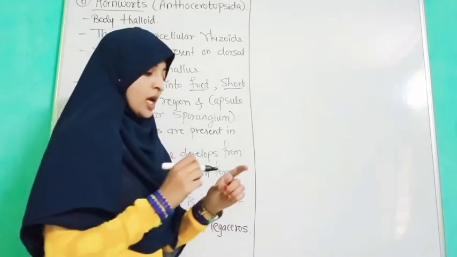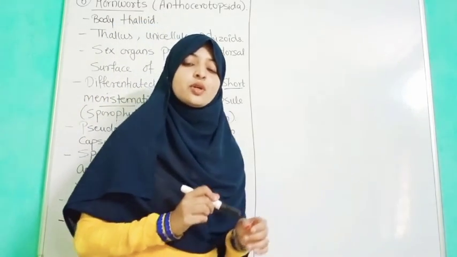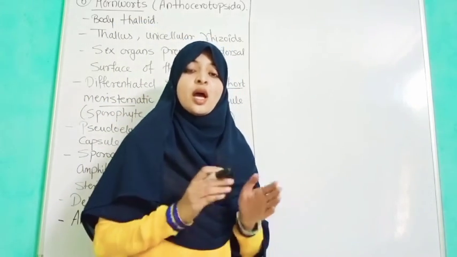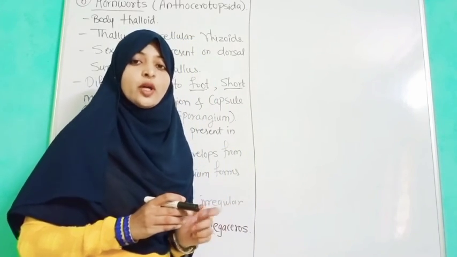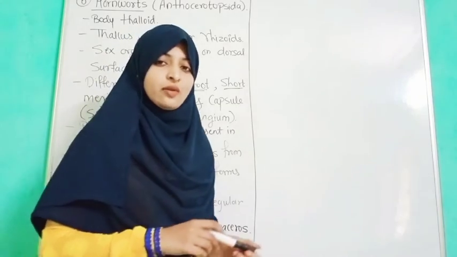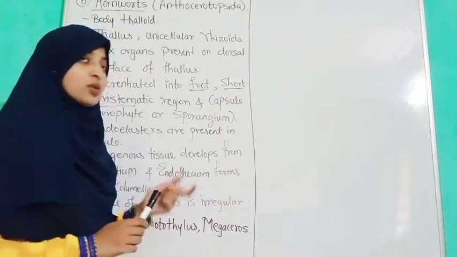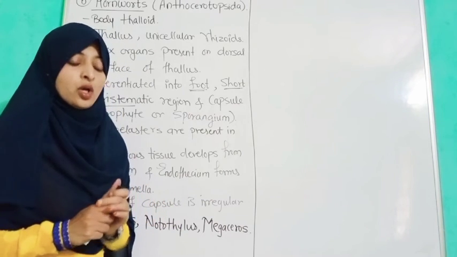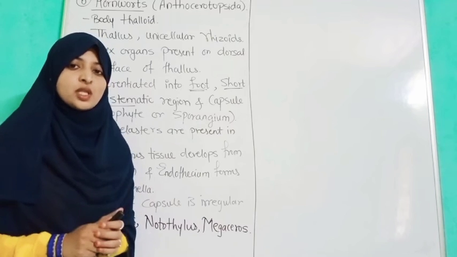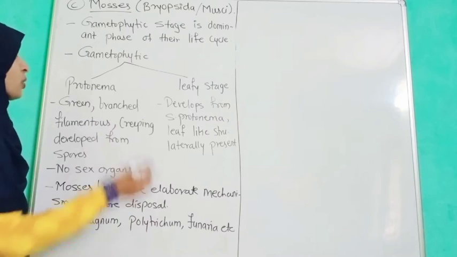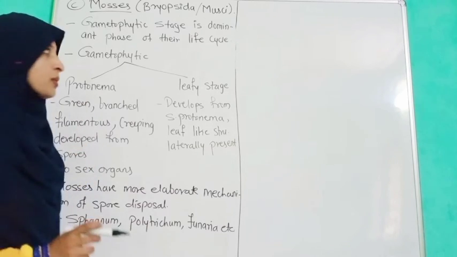This sporophytic stage undergoes meiosis to form haploid spores, and from the haploid spores they form a gametophytic life stage, which is haploid in nature, free living, and the dominant stage of the plant body. Now we are going to see the last class of bryophytes, that is Bryopsida, known as mosses, or musci.